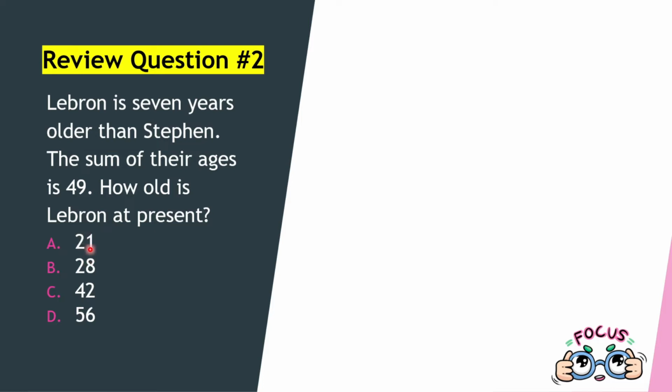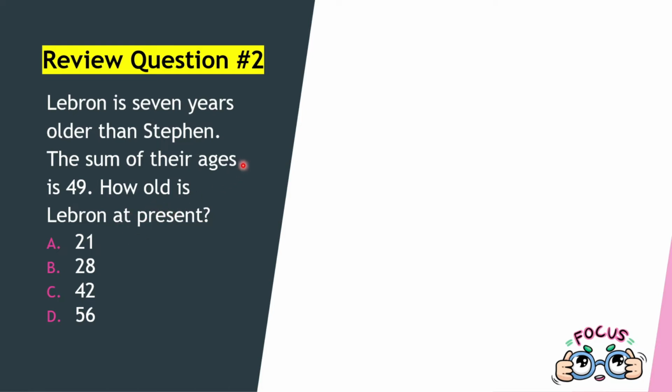Pero mas madaling i-represent itong mga ages na to as kay what? Kanino? Kay Lebron. Sir, bakit kay Lebron? Dahil siya po yung merong description dun sa ating given problem. Kasi si Stephen, walang sinabi na description kung ano yung age niya. Pero si Lebron, meron po siyang sinabi na description. Anong pong age ni Lebron? 7 years older than Stephen. So, i-assume natin to na ito yun kay Lebron later on.